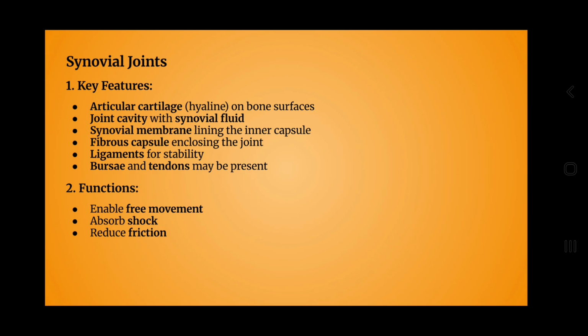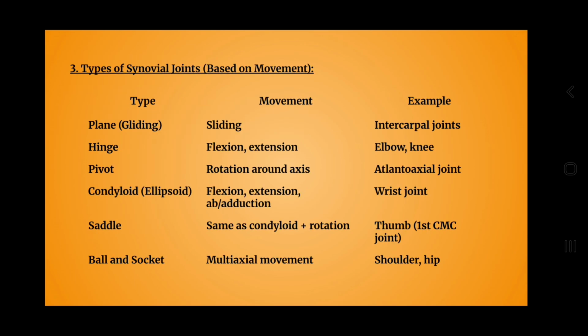Synovial membrane lines the joint capsule internally and secretes the synovial fluid. Fibrous capsule, a tough outer layer enclosing the joint. Ligaments provide mechanical support and limit excessive movement. Bursae and tendons are often associated to reduce the friction in high movement areas. Radiological relevance. Look for signs of effusion, capsule distension, or cartilage thinning, joint space narrowing on X-rays, MRI, and CT scans. So the types of synovial joints with movement and radiological examples have been given here.